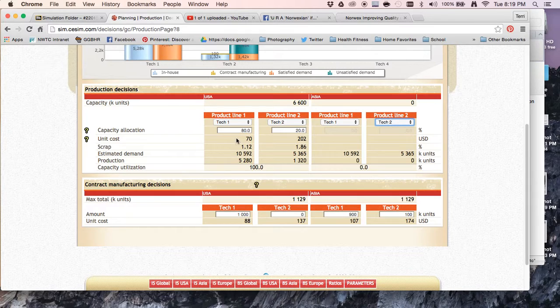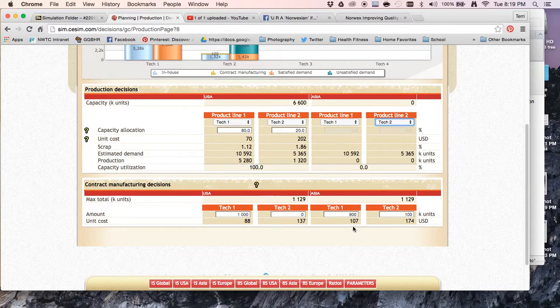This will also tell you your unit cost and how much it costs for scrap, your estimated demand, and your capacity utilization if you achieve that demand. So lots of things can happen to that. Under your outsourcing, you can outsource to the United States and you can outsource to Asia. I would recommend, if you have Asian customers, to definitely manufacture something in Asia. It will reduce your logistics and transportation costs.